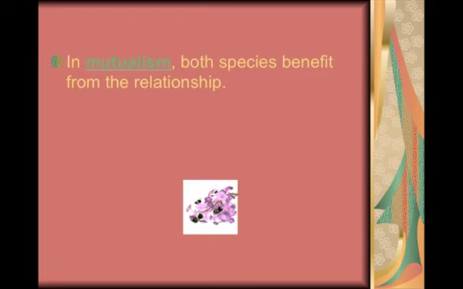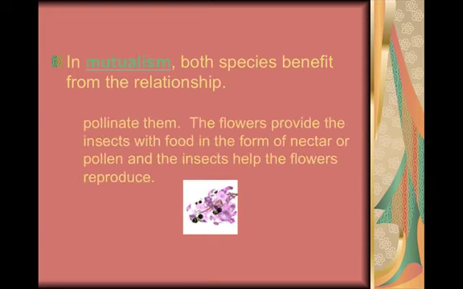In mutualism, both species benefit from the relationship. So the example that I put in your notes, many flowers depend on insects to pollinate them. The flowers provide the insects with food in the form of nectar or pollen, and the insects help the flowers reproduce. So once again, in mutualism, both species benefit from the relationship.